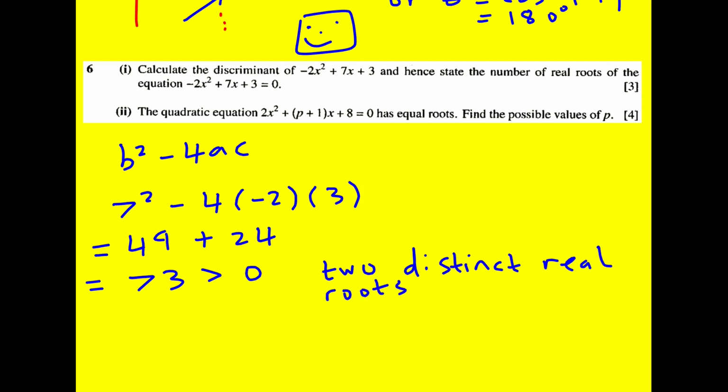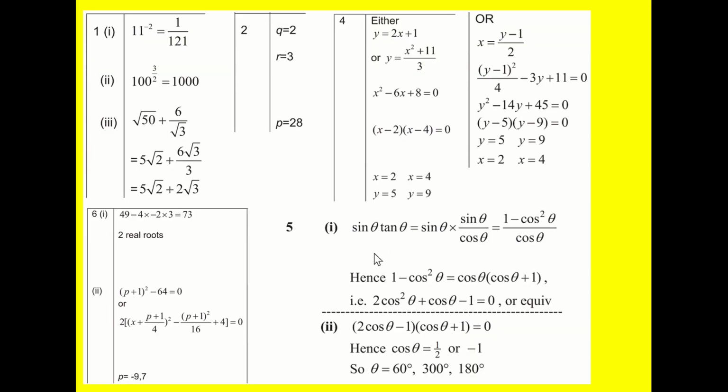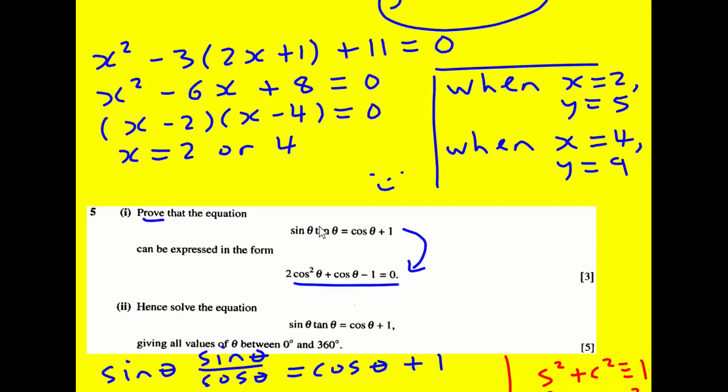If it equals 0, technically there's 2 identical real roots. So I think it's good to say distinct. I will check the mark scheme in a second, because I don't know if they just give you it if you write 2 real roots. Let's check now. So number 6. 2 real roots you get away with. You don't actually have to say they're distinct. 1 mark for the discriminant and 1 mark for the statement. But anyway, I've done a little bit more.